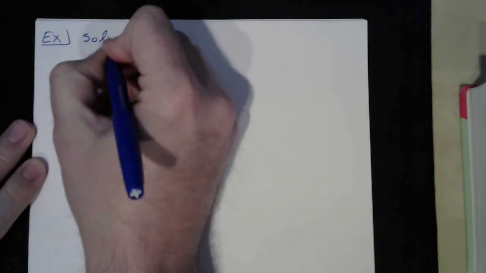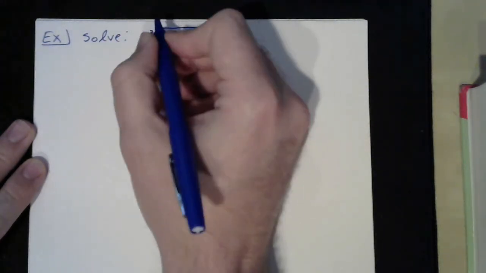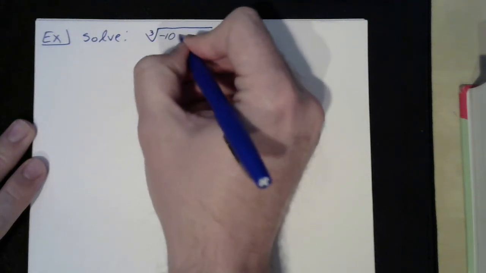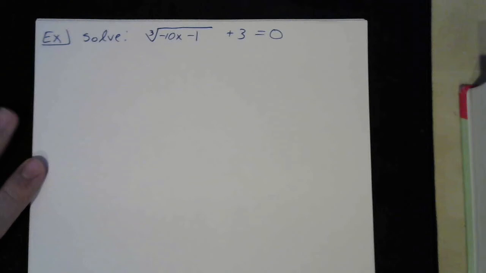So now that you've seen the process, this next example that I'm going to work through is to solve the cube root of negative 10x minus 1 plus 3 equals 0.